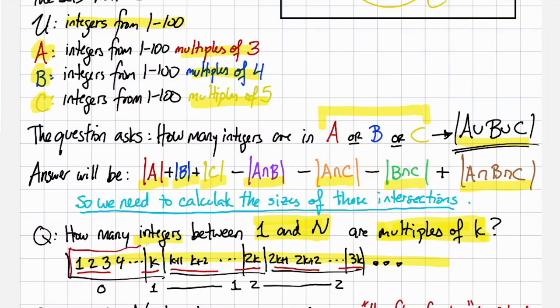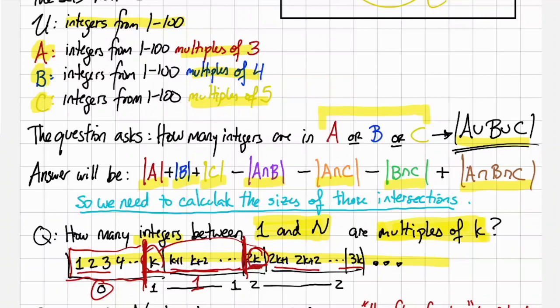Starting at 1, all the way up to k minus 1, there are no multiples of k. But as soon as we hit the number k, there's one multiple of k. And then starting at k, and going all the way up to 2k minus 1, there's exactly one multiple of k, the number k itself. But as soon as we hit 2k, there are now two multiples of k: k and 2k.